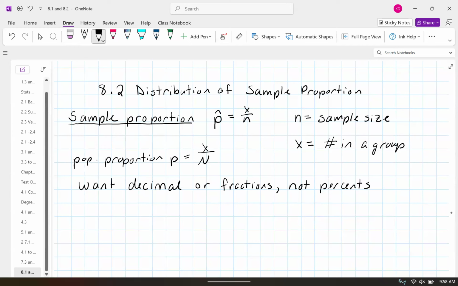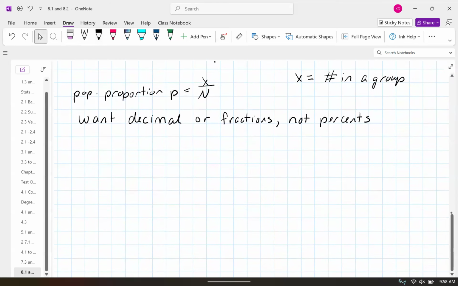It's easy to talk in percents because personally, I mean, I like decimals and fractions, but percents resonate the most with me. It makes the most sense in my brain. So we'll talk about percents, but when we do our calculations, we want to come back to decimal or fractions because that's what the equations are equipped to deal with. So we just have to go back and forth. So an example here.